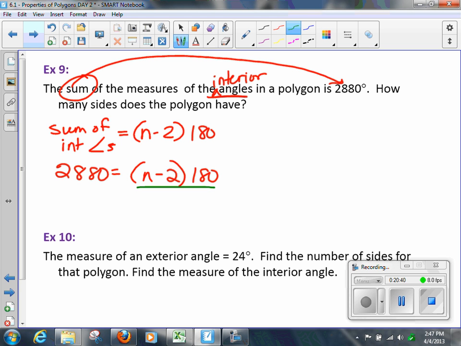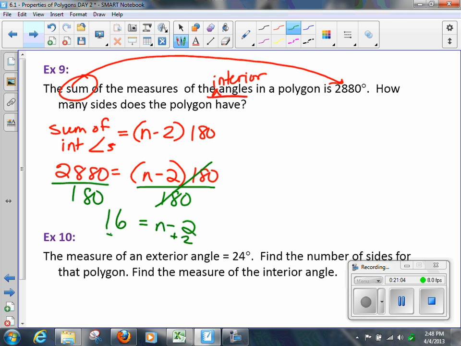I'm going to divide both sides by 180, because what I do to one side, I have to do to the other. You guys agree with that? All right, my 180s cancel out, and that leaves me with n minus 2 on my right side. What's 2880 divided by 180? 16. Now, how am I going to solve for n?